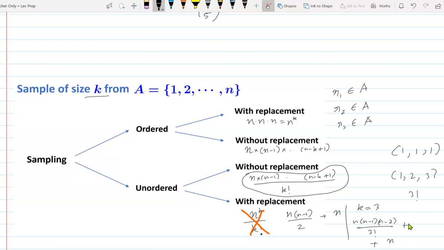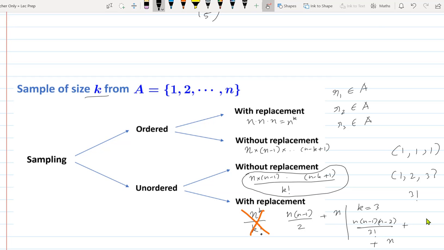And what happens here? Suppose I chose 3 people, but there are only 2 distinct people among the 3. So we have to divide by 2 factorial. What do we divide by 2 factorial? n into n minus 1 divided by 2 factorial. Does everybody agree? No, sir, n squared divided by 2 factorial. Okay, does everybody agree?